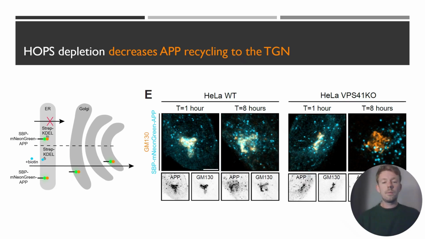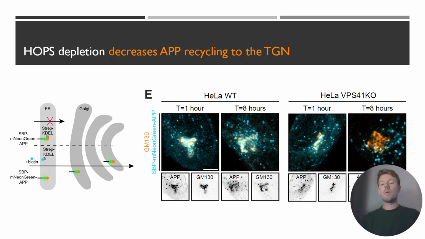Then we checked how this relates to APP trafficking by checking with the Golgi marker GM130, because we see APP being stuck in endosomes. We wondered, is APP recycling back to the Golgi impaired in these cells? In wild type cells, you can see that 1 hour after release there's nice overlap with this Golgi marker, but also 8 hours after release, you still see quite some overlap with the Golgi marker GM130. That indicates that there's continuous recycling of APP from endosomes back to the Golgi. Not only is the release normal, but this recycling pathway is also working normally.